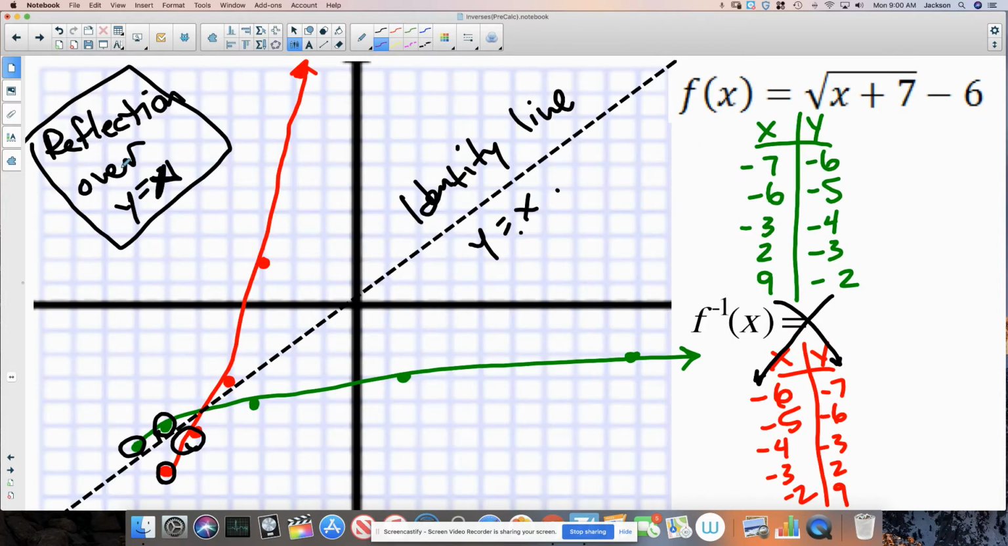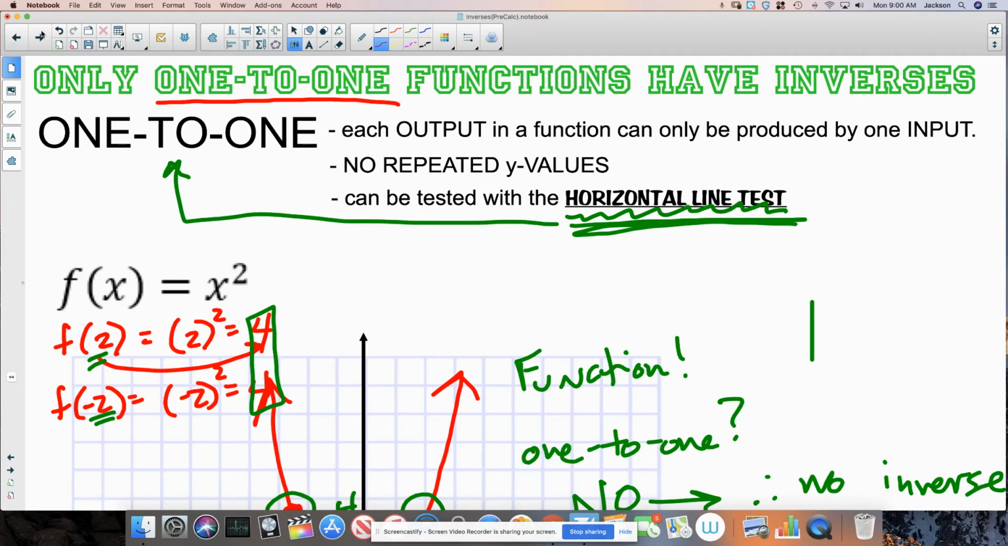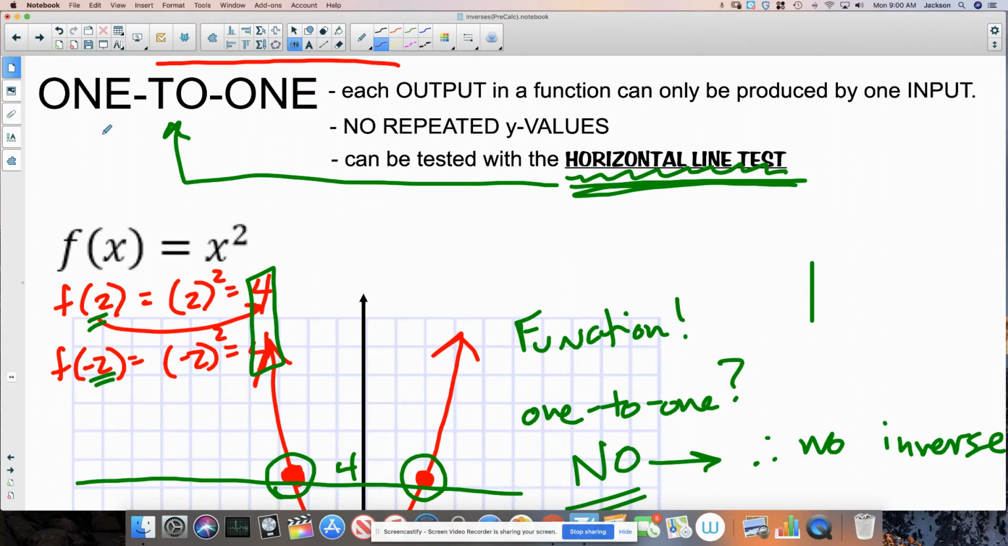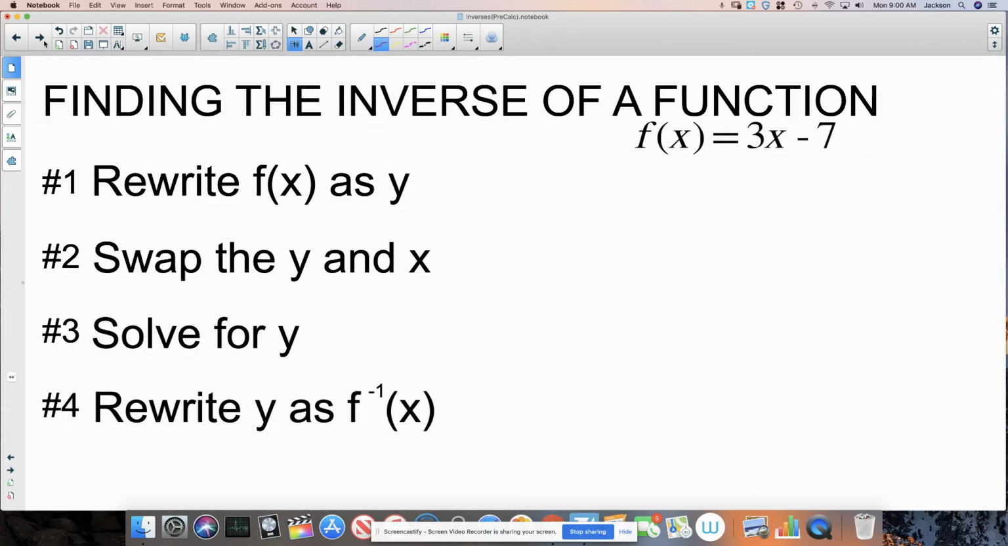We talked about how a graph of a function could be reflected over the identity line, and then we get the graph of its inverse. We talked about only functions that are one-to-one can even be thought of to have an inverse, and we test for one-to-one by using the horizontal line test. The one thing we haven't looked at is how do we actually create the function notation for an inverse.